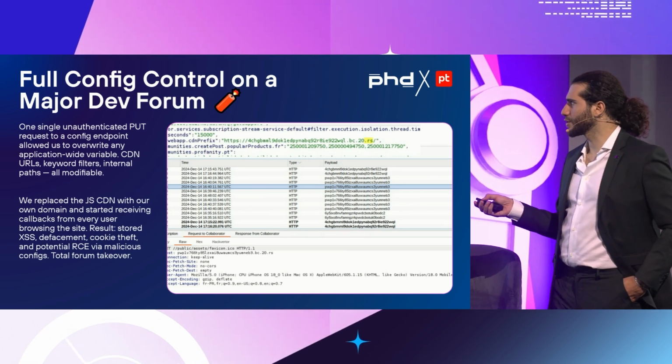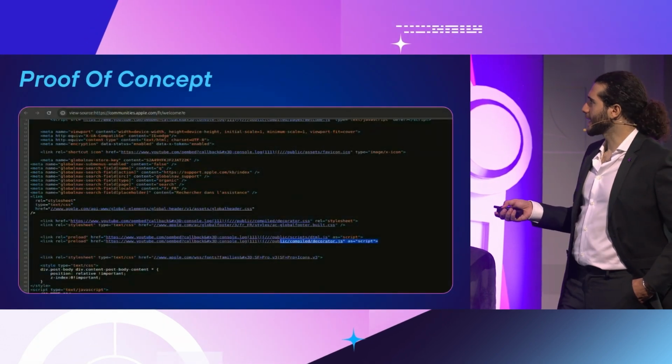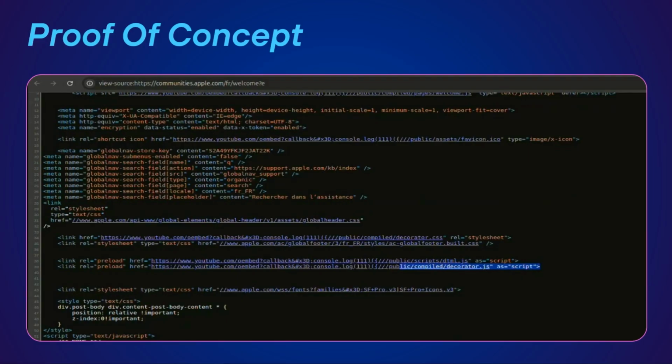This actually gave us access to everything, because we can see here communities.apple.com, and you can see the link that I could change on the main index page. If you look here, youtube.com/embed callback, with the XSS payload that I put in there. So everyone who was visiting developers.apple.com, the developer forums, or the Apple Communities forum, was going to be infected by my payload.